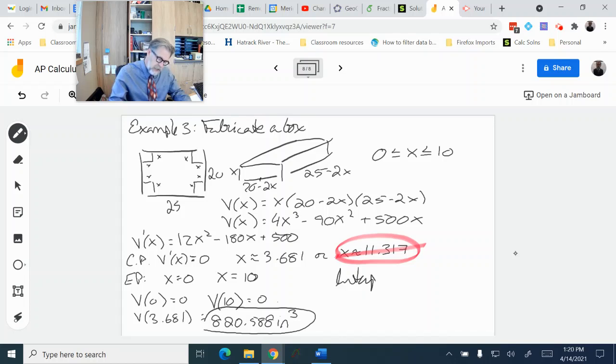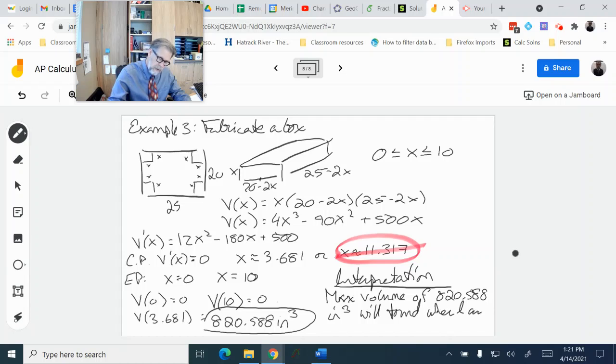Interpretation. This is a very important part of a calculus problem. I need to explain what exactly I just found. The maximum volume of 820.588 cubic inches will be found when I cut out 3.681 inch squares.